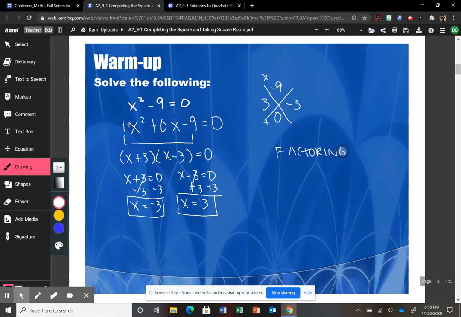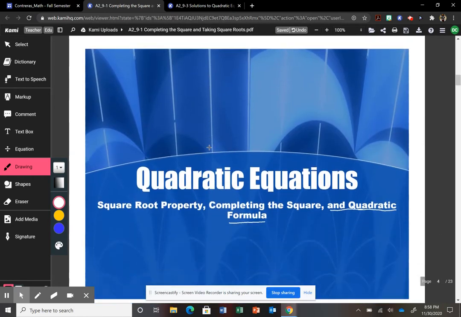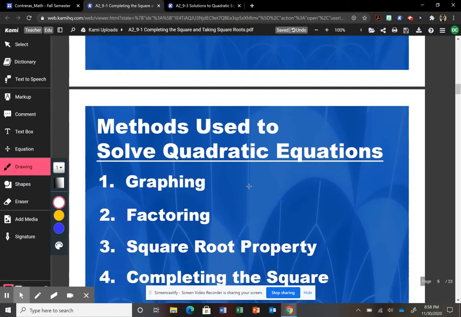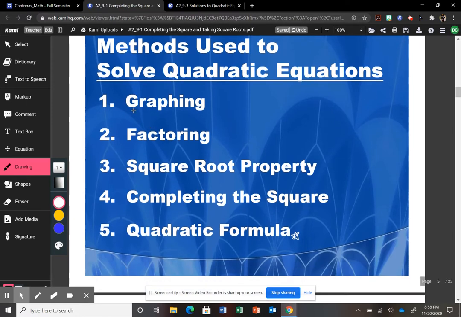So now we're going to look at some different methods because it's not always going to work out so nicely. Okay, so we're going to go over quadratic equations. We're going to go over the square root property, the completing the square method, and for our next video, we're going to do the quadratic formula. Okay, so we know how to find solutions by graphing. So our solutions are the x-intercepts, which are the roots. And then here we know how to do the factoring method already.